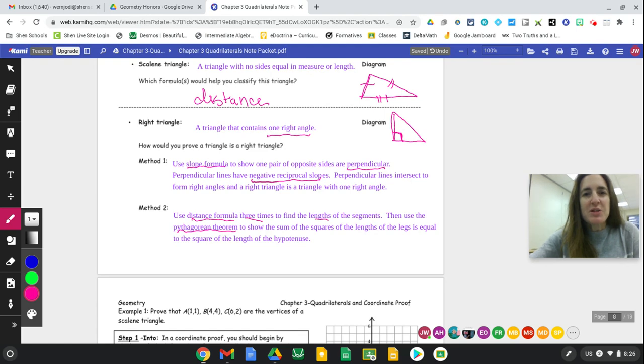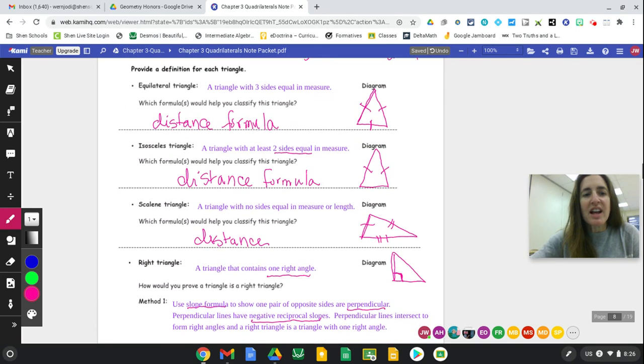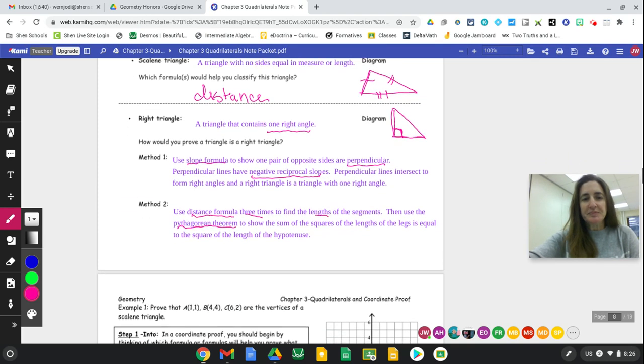Okay. So now that we have our different types, we can prove something is equilateral, isosceles, scalene, or right, depending on the different methods that we pick there. Now, I don't care which method you pick to make something a right triangle. If you like using distance and doing Pythagorean theorem, you can use that method. Or if you really love doing slope and getting the slopes to be negative reciprocals, you could use that method too. It's your choice.